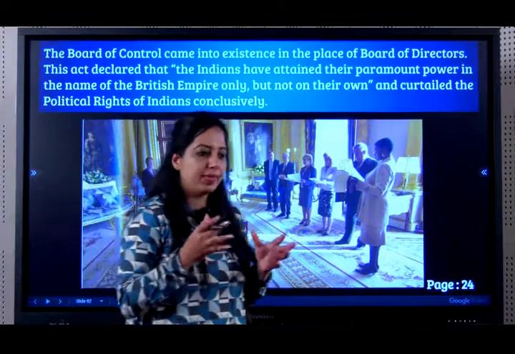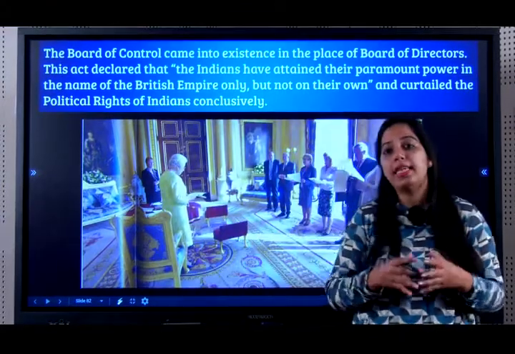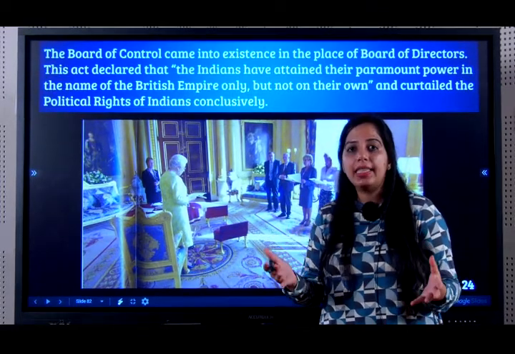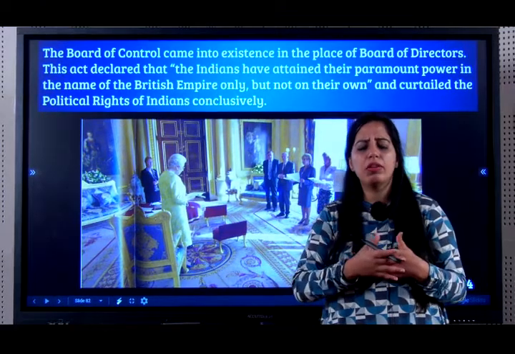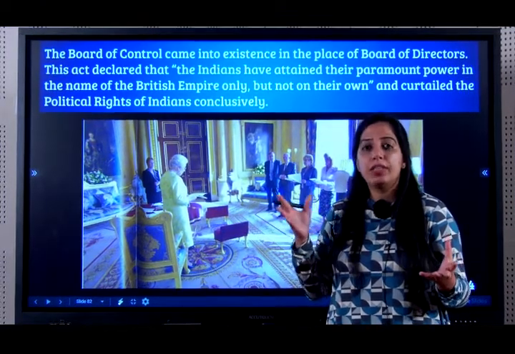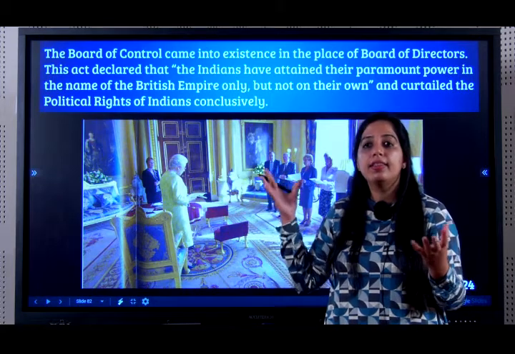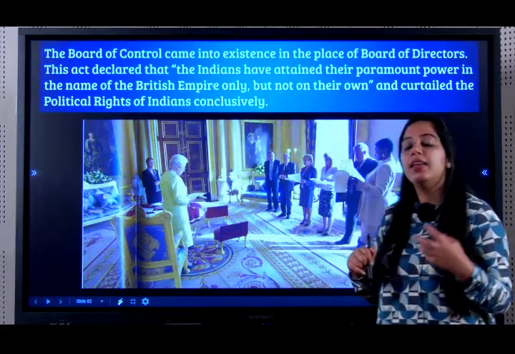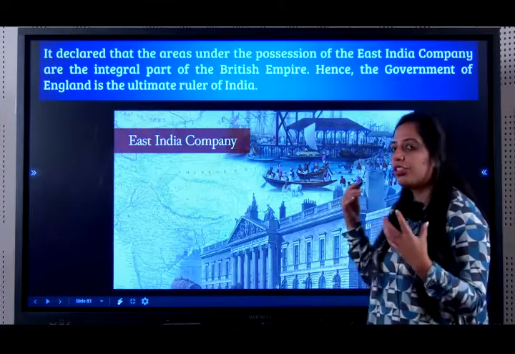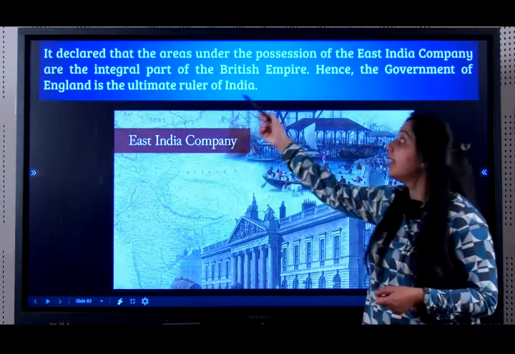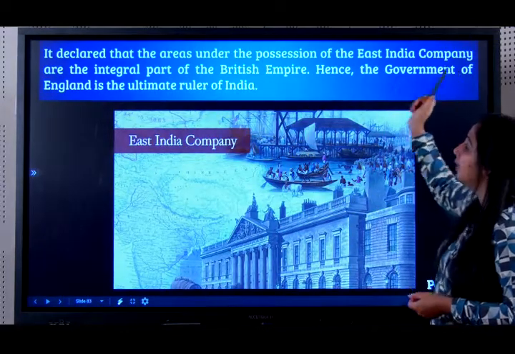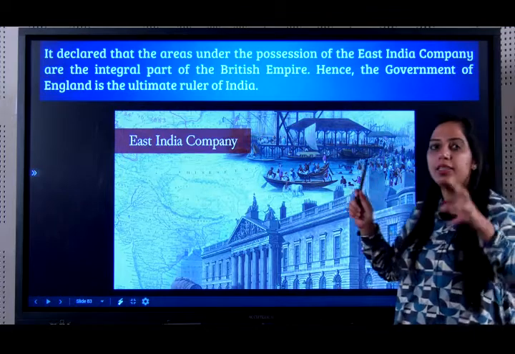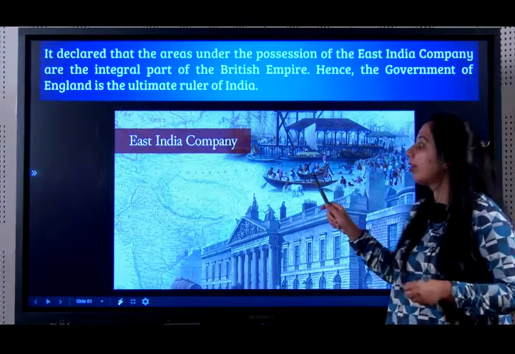This act said that all the territories of British which the English East India Company had in India. So the English East India Company has conquered almost the entire India. So the British government said that this is the territory of the British government in England. This is the first time they made such a declaration. It declared that areas under the possession of East India Company are an integral part of the British Empire. Hence the government of England is the ultimate or the highest ruler of India.